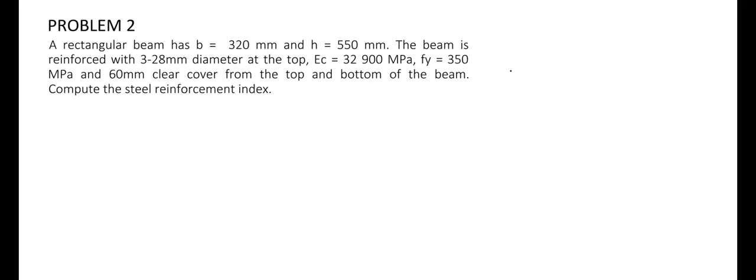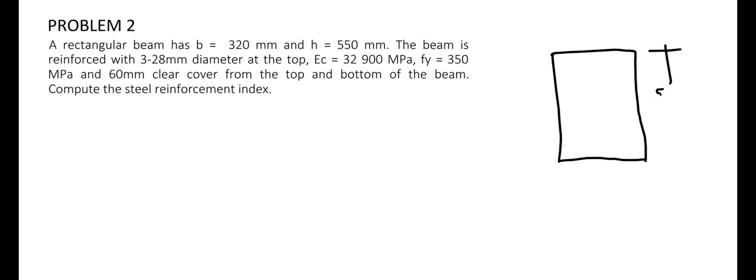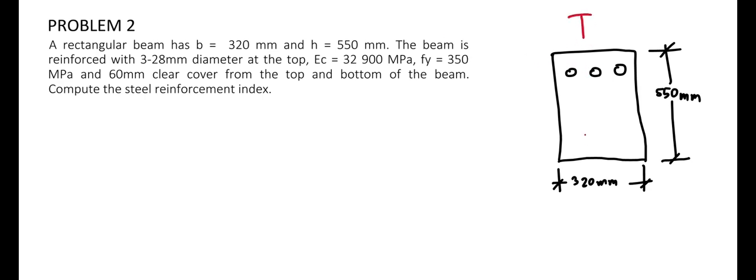And to solve this problem, we will draw our rectangular beam that has a total height of 550 millimeters and a base of 320 millimeters. And we are given 3 28 millimeters diameter bars at the top. So let's say it's right here. Therefore, this part of this beam here is experiencing tensile force, and this one here is in compression.